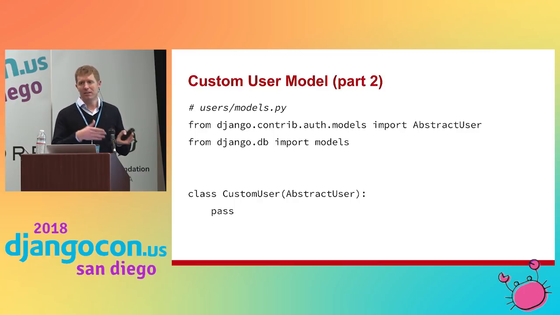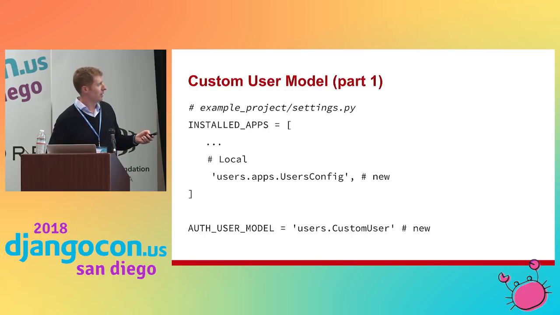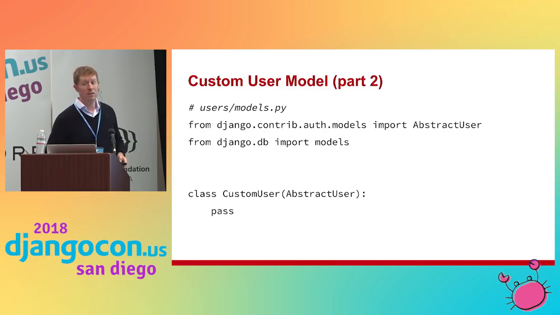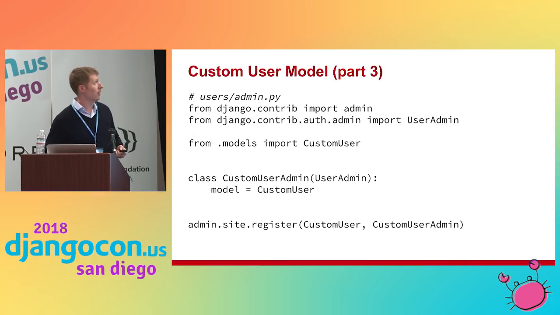Abstract user just lets us easily extend it. Abstract base user, you're rewriting a lot of Django. If you need to, do it. Otherwise, don't. But this is all you need, right? It's just this. Boom, users app, change your auth user model. Here it is. I always try to explain this more to beginners because I think it's not that bad and it's important to have.